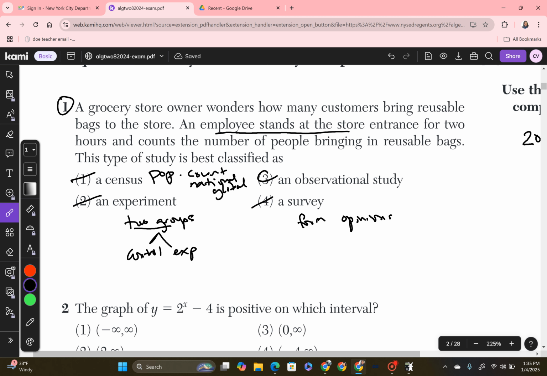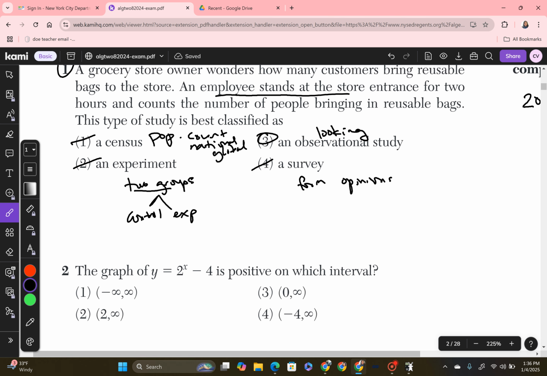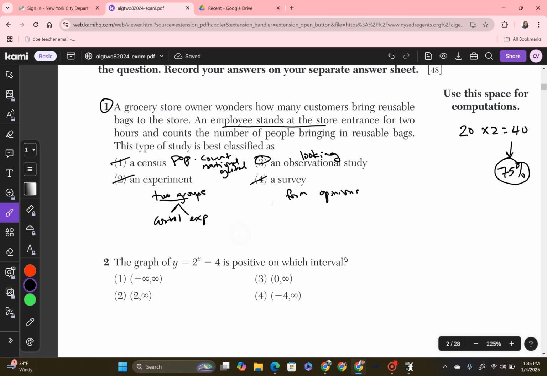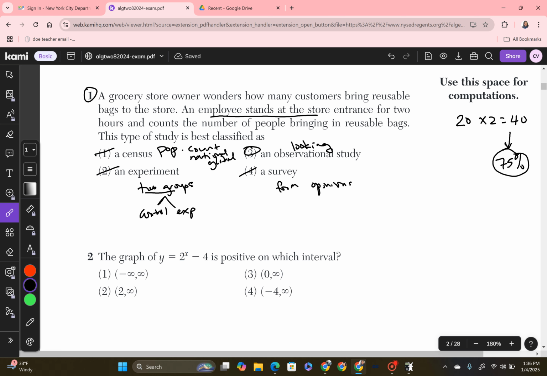It is an observational study. In an observational study, what you're doing is you are looking at participants. You're just observing. It's exactly what it sounds like. And you might be figuring out some information or counting people bringing reusable bags in. That is an observational study.